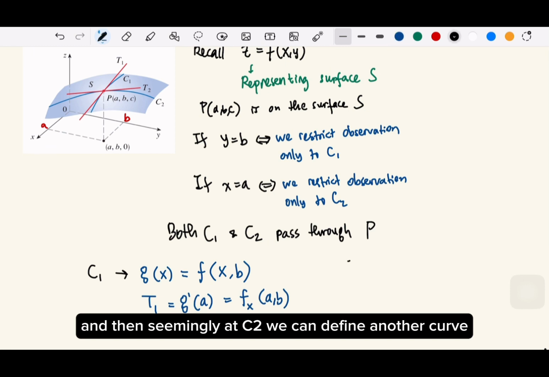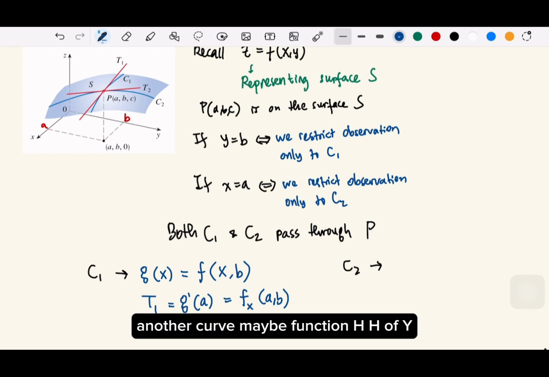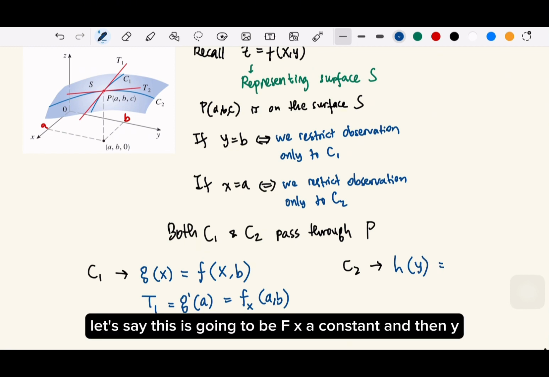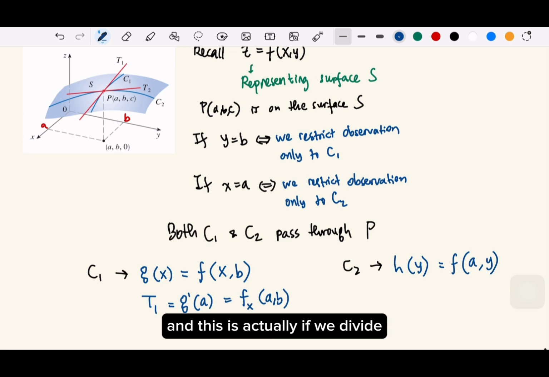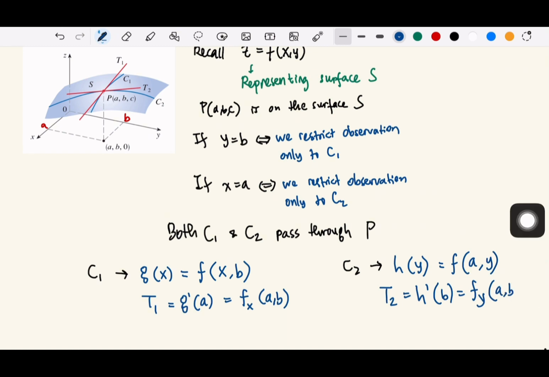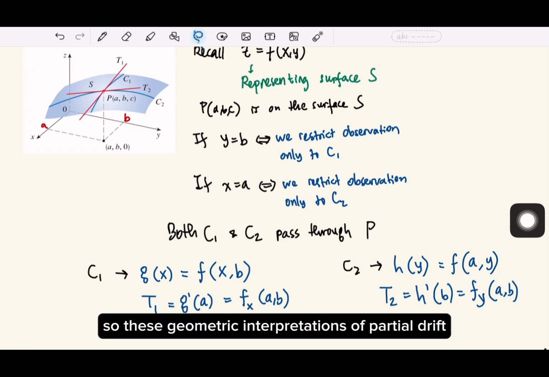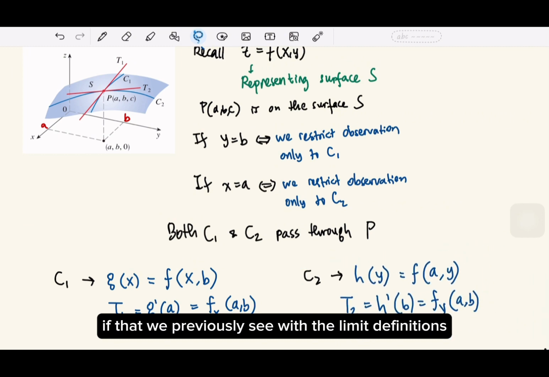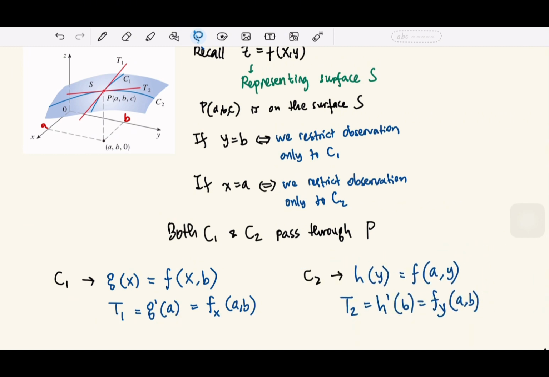And then similarly at C2, we can define another curve, okay? Another curve, maybe function h, h of y. Let's say this is going to be f, x a constant, and then y. And this is actually, if we derive, we can get the t2. So this will be h prime of b, which is the partial y of a, b. So these are geometric interpretations of partial derivatives that we previously saw with the limit definitions. Okay.